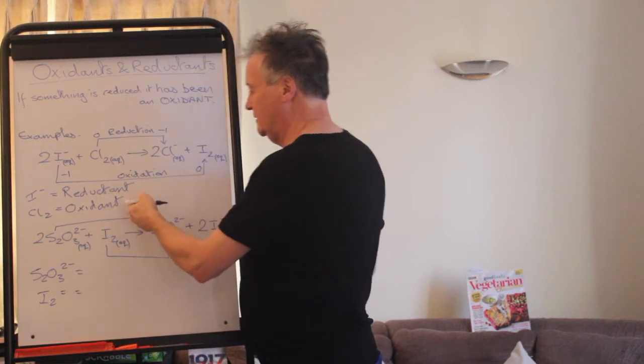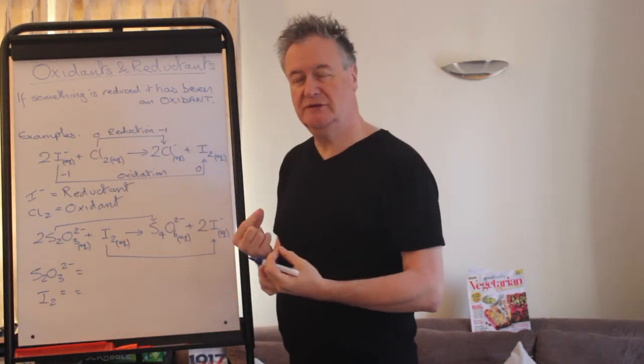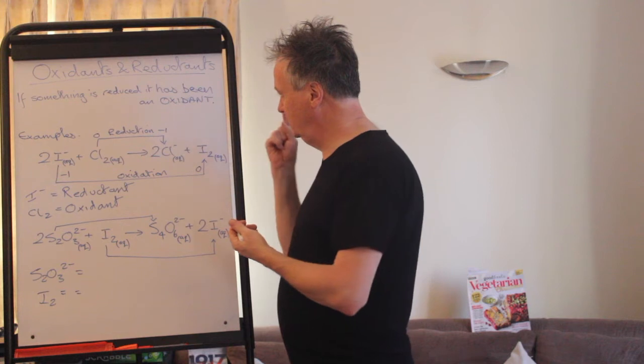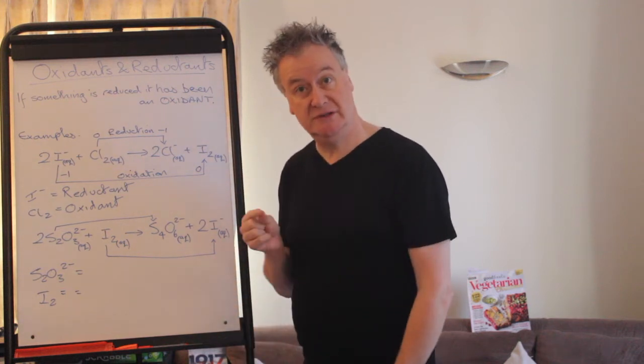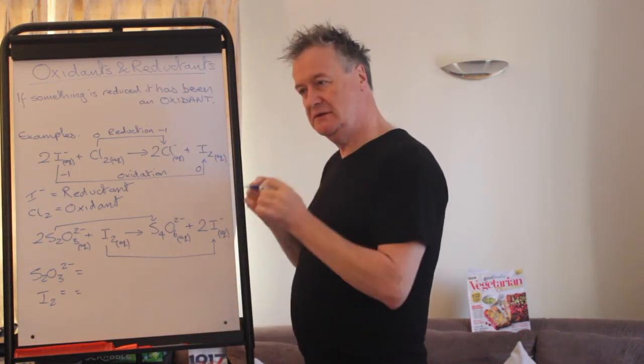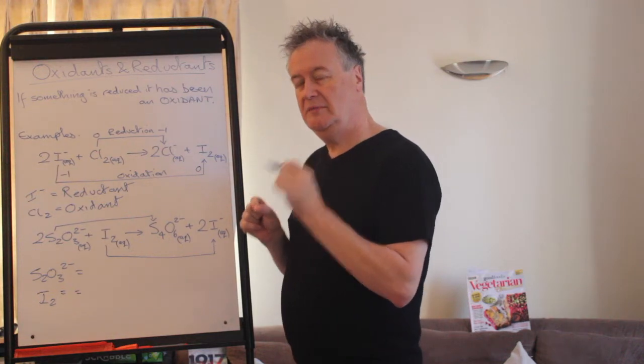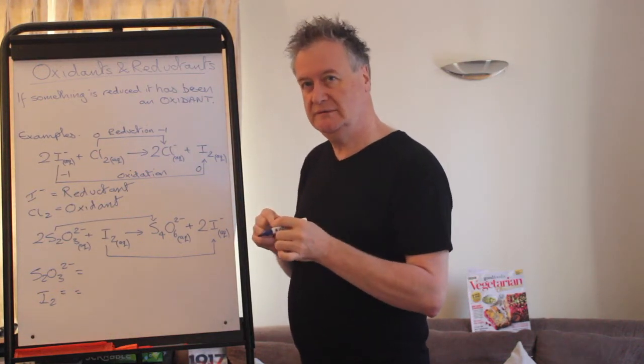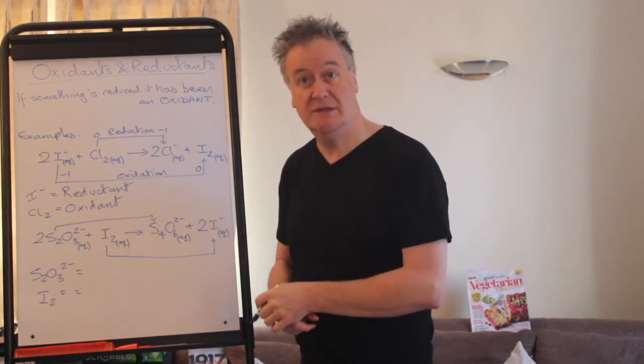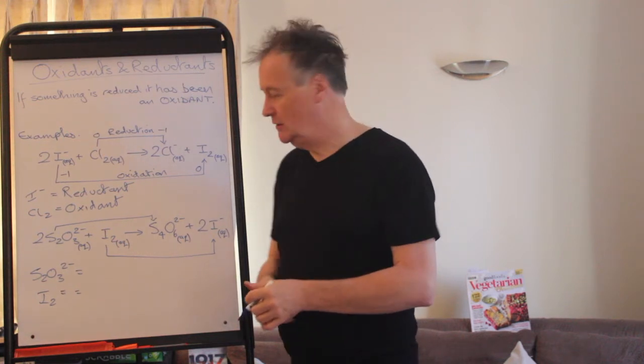that's the reductant. So this is what we're trying to do. We're trying to identify the oxidant and the reductant, sorry, I said reduction, that's wrong. We're trying to identify the oxidant and reductant by looking at whether things have been oxidized or reduced, and never confuse the two terms. Let's try.